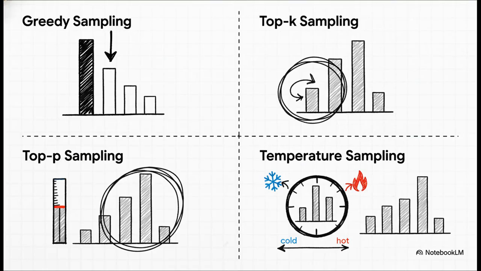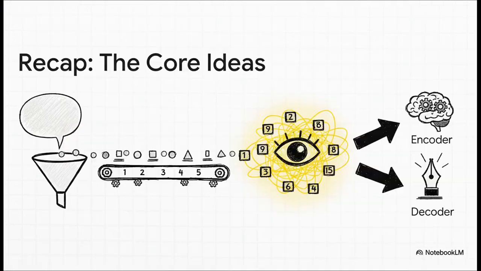There's greedy sampling, which just picks the single most probable word. It's safe, but it can get kind of repetitive. Then you have methods like top-K and top-P sampling, which add a little variety by picking from a small group of the most likely candidates. And then there's temperature, which basically acts like a creativity dial. You can turn it up to make the model more adventurous and random, or turn it down to keep it more focused and predictable.